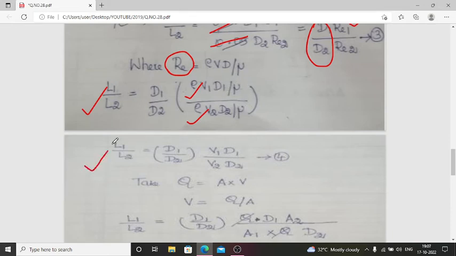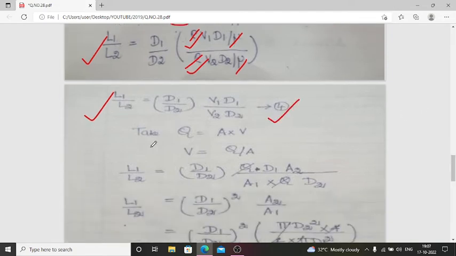So here L1 by L2 is equal to d1 by d2, so the common terms are cancelled. The rho's are cancelled, mu's are cancelled. Finally we get V1 d1 by V2 d2. This is equation number 4.